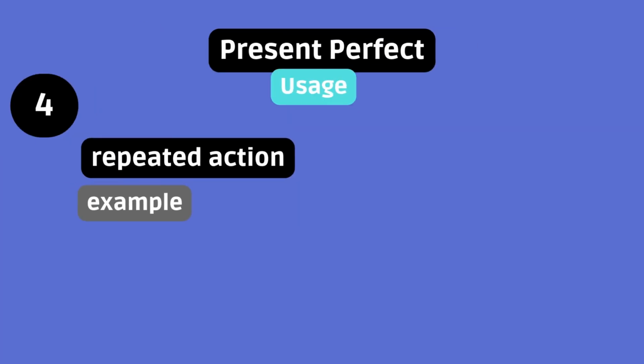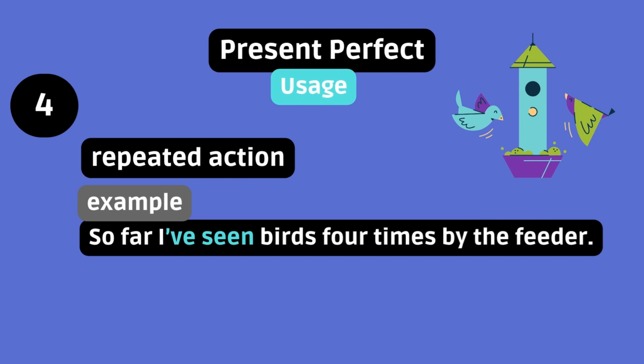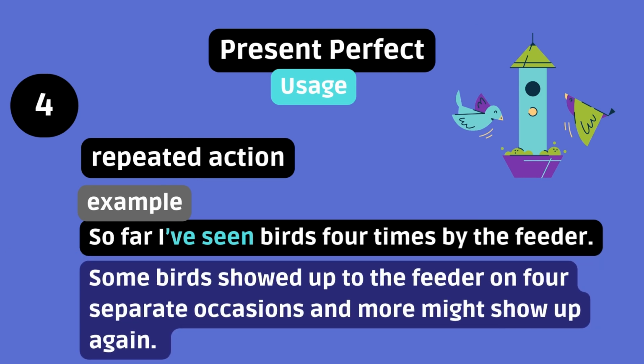Example, so far I've seen birds 4 times by the feeder. Some birds showed up to the feeder on 4 separate occasions, and more might show up again. Why not? I mean, who turns down free food?